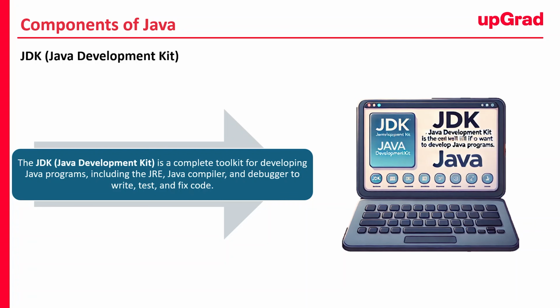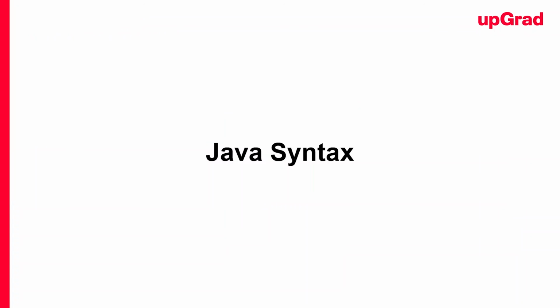This is the complete toolkit you'll need if you want to develop Java programs. It comes with JRE plus tools like Java Compiler and Debugger that help you write, test and fix your code. So this was about the components of Java. Now let's have a look at the syntax of Java.